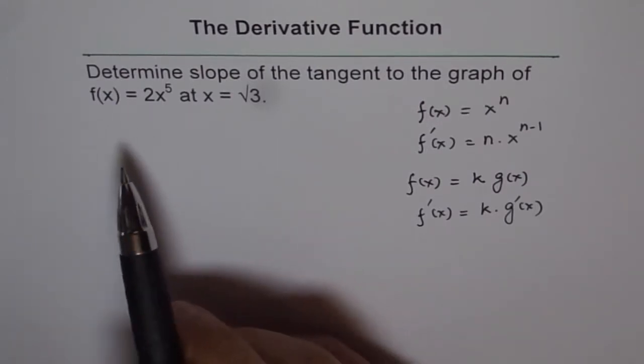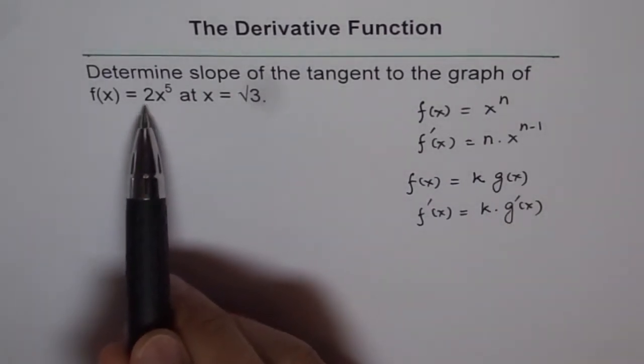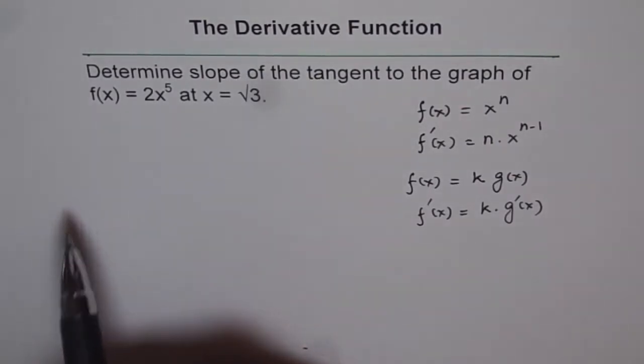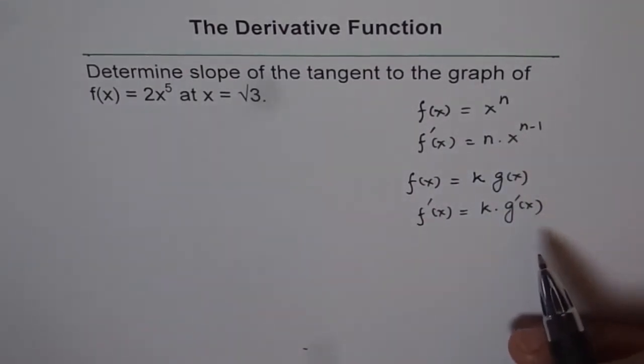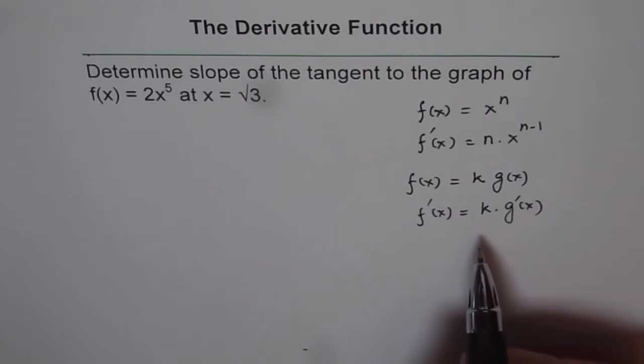Now, why both? As you can see, we have a constant 2 which is multiplied to a polynomial function x to the power of 5, correct? x to the power of n kind of. So it's a combination of 2. So that is what we are going to apply here.